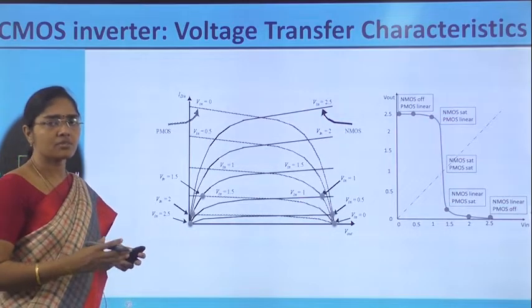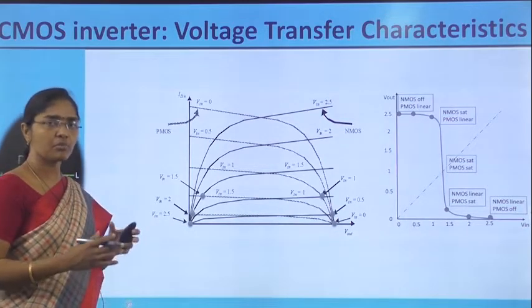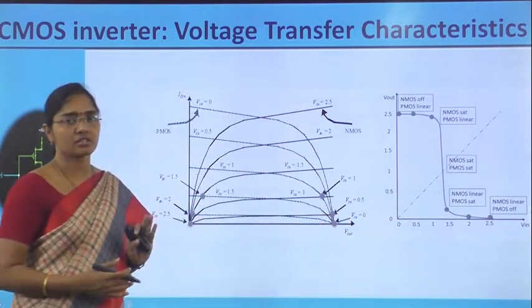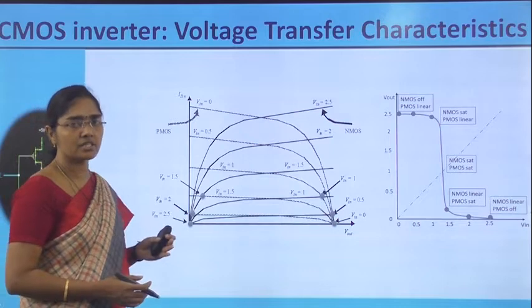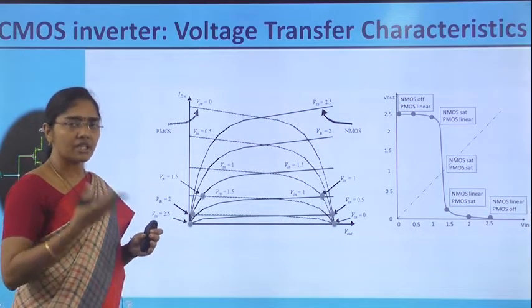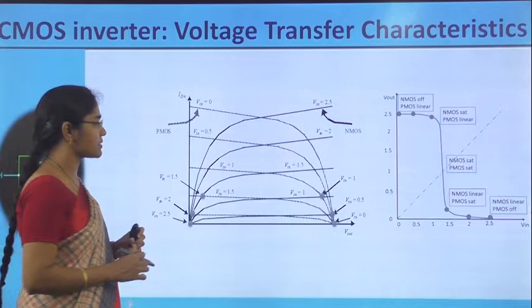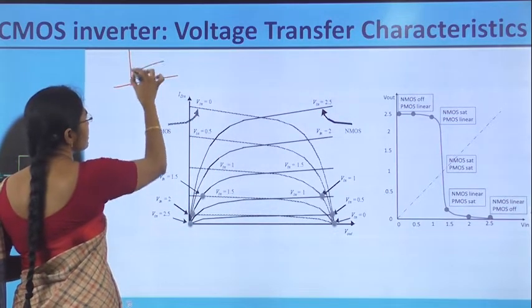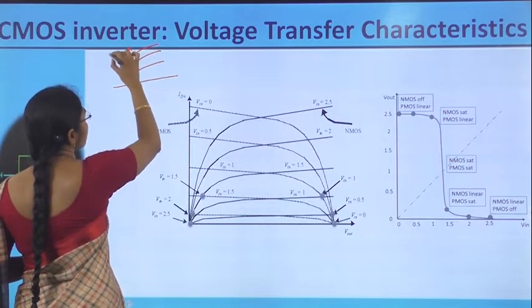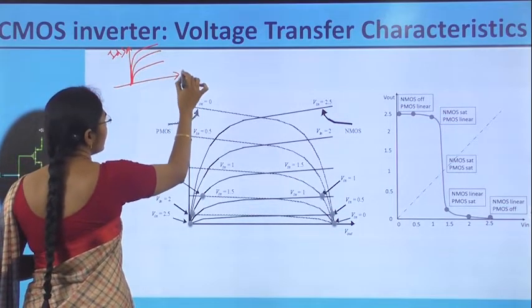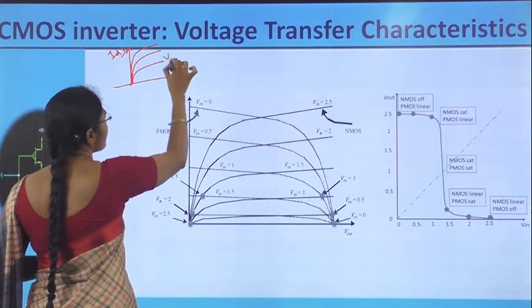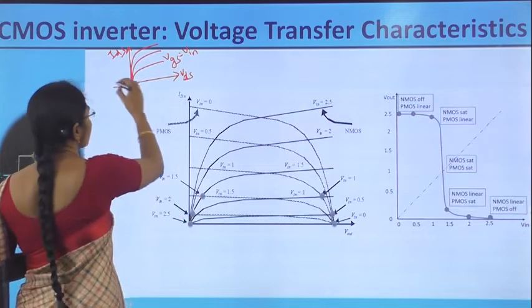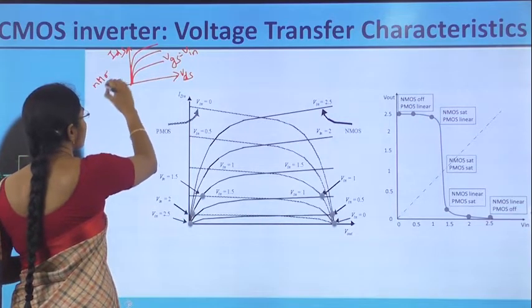CMOS inverter transfer characteristics can be plotted like this with the help of the load line characteristics. See the load line characteristics of the CMOS inverter, particularly the NMOS device and the PMOS device. The NMOS device characteristics will be like this: for the NMOS enhancement, IDS versus VDS for a particular value of VGS, where VGS is equal to Vn. These are the characteristics for the NMOS device.